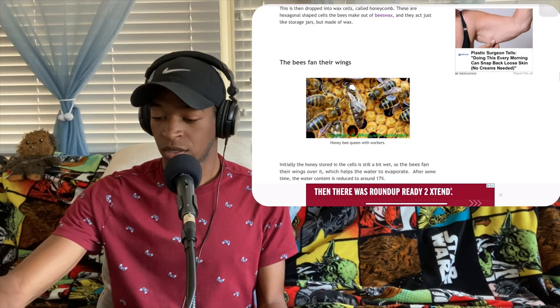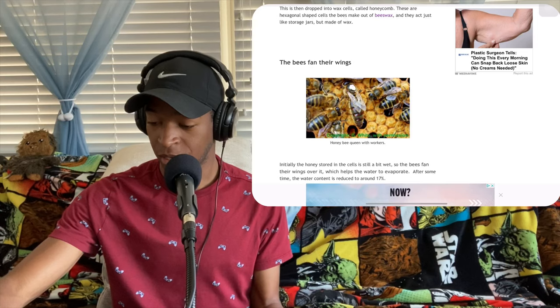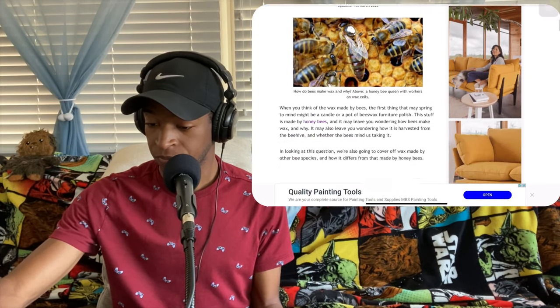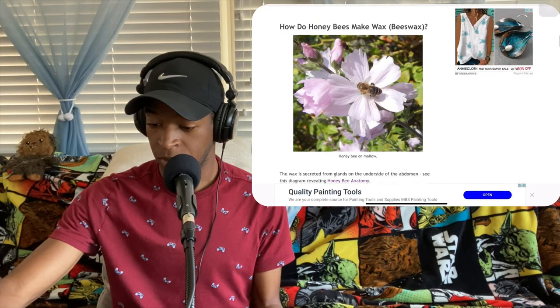So wait, where does the beeswax come from? Is that coming out of their butts or what? Let's just look at beeswax real quick. How do bees make wax?